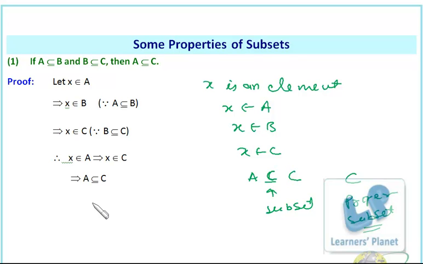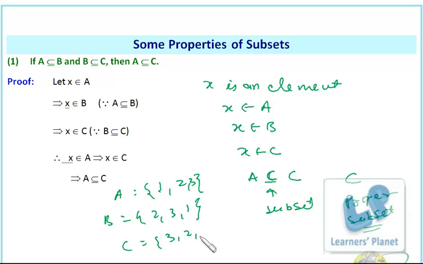Okay, we can take one example. So example over here, A is {1, 2, 3}, B is {2, 3, 1}, and C is {3, 2, 1}. Right? So this is the perfect example for this property. A is a subset of B because all the elements of A are there in set B. B is a subset of C because all the elements of B are there in C. Hence A is a subset of C because all the elements of A are there in C. Okay?